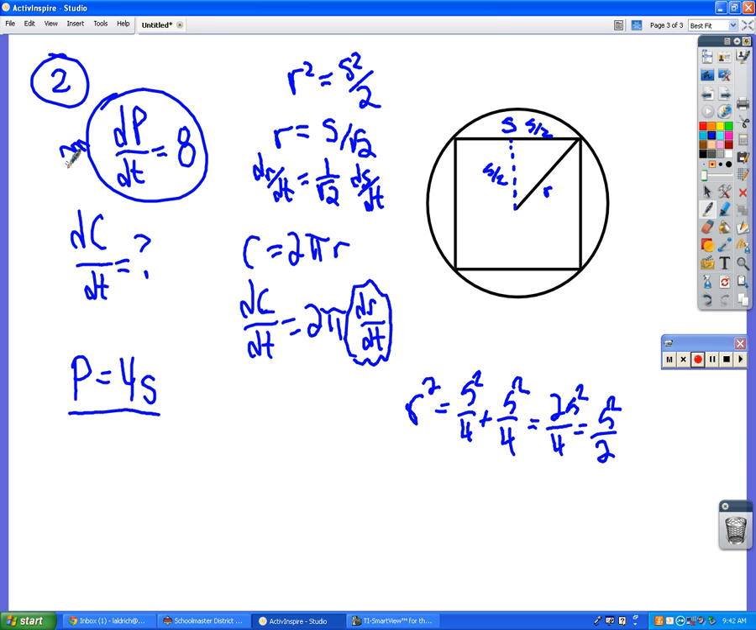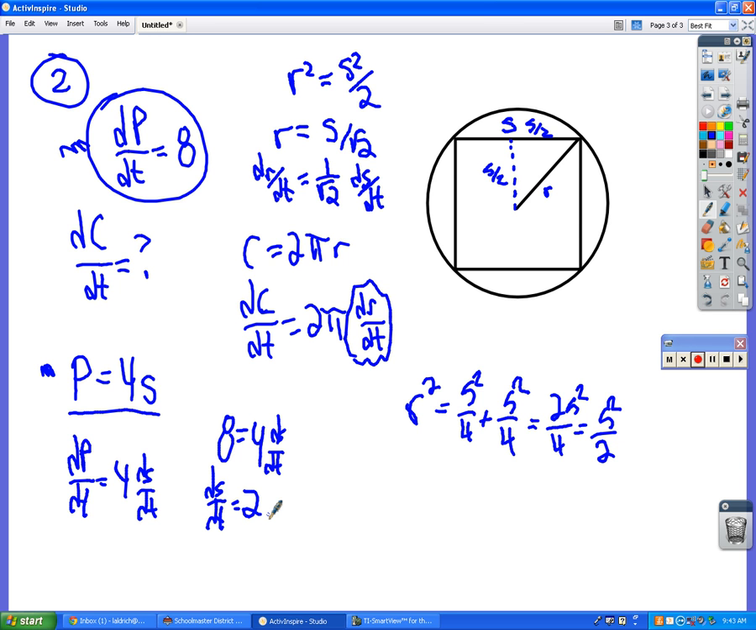So we haven't used this yet, or this yet. What's the relationship between these two things? So dp dt equals the derivative of this, which is 4 ds dt. Okay? And we know dp dt equals 8. So I can plug an 8 in there. So 8 equals 4 ds dt. So what does ds dt equal? 2. Right? Okay, so put a 2 in there.